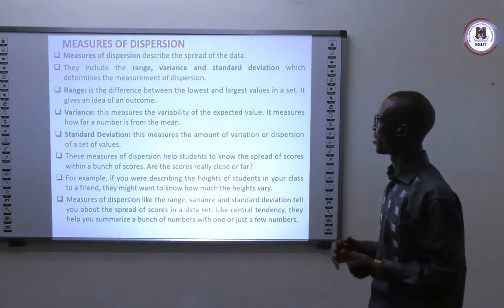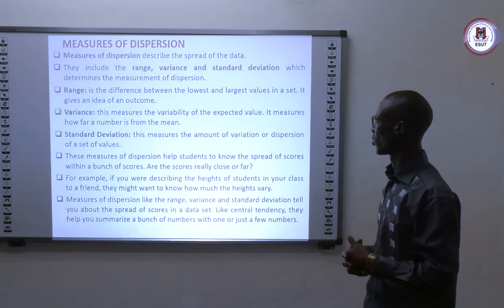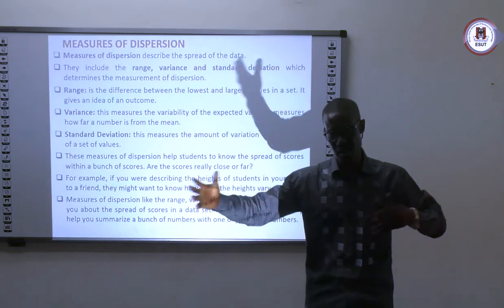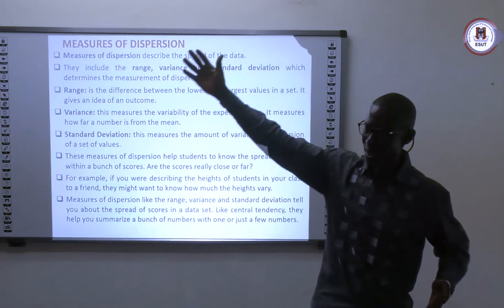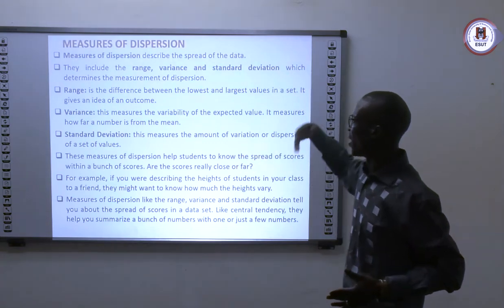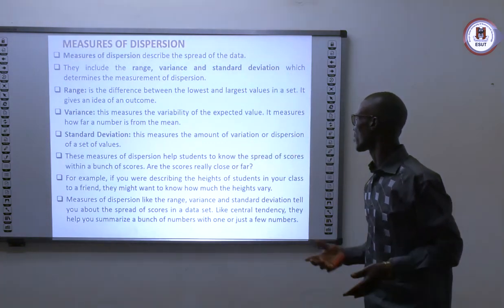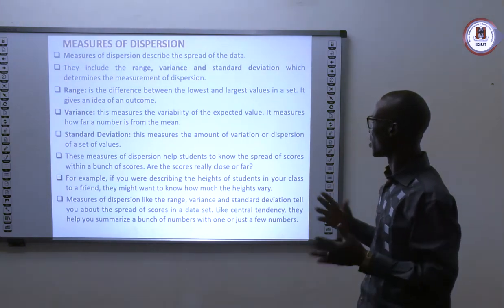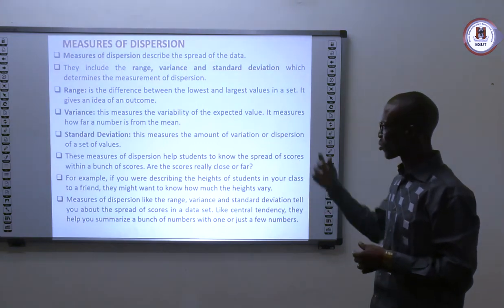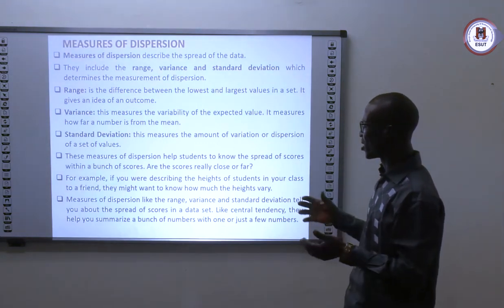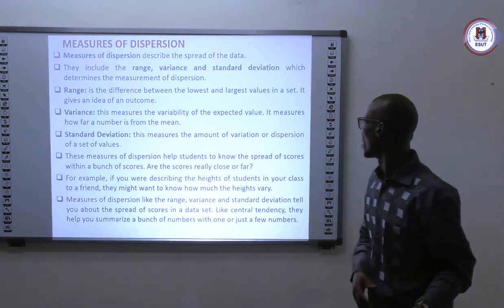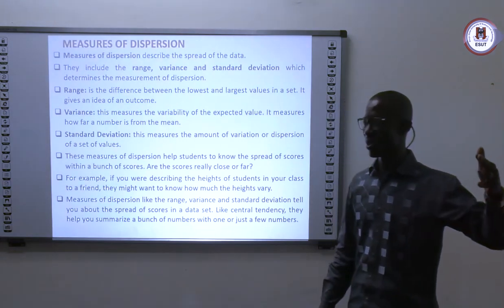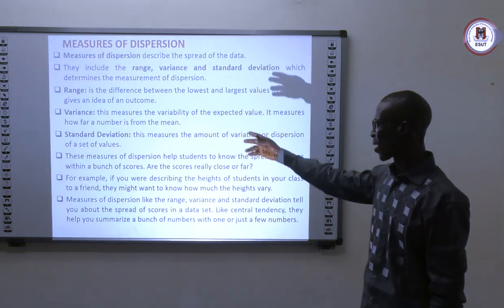So let us look at the next one, the measure of dispersion. Dispersion. What is dispersion in statistics? Dispersion tries to tell the spread. How spread out is this data? So they include the range, the variance, the standard deviation. We start with the range. The range is just the difference between the smallest number and the largest number in a data set. When you take the difference between the smallest and the largest, you are talking of the range.